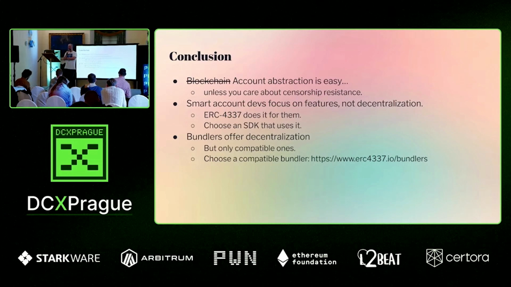Now, smart account developers, wallet developers, generally don't care about censorship resistance. They could even use a centralized RPC. They don't care about it. They only care about user features. And that's okay because they are building a product. When you're building a product, you care about user features. You don't think about the worst case scenario that your users don't care about until it happens.